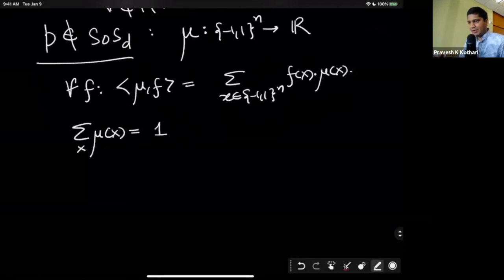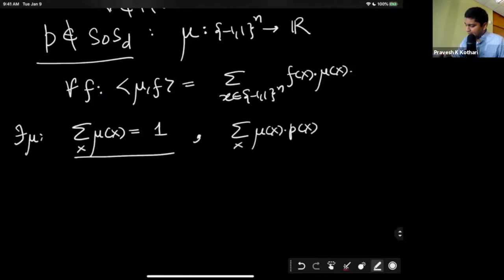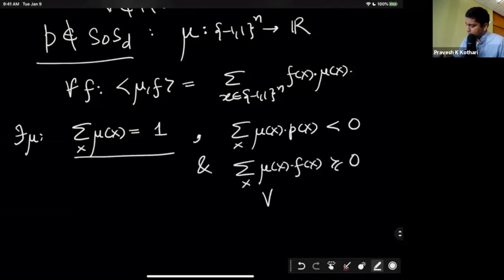So what do we have here? In this somewhat vague and informal discussion, we've concluded that if P does not have an SOS certificate of non-negativity, then there must be a mu, a function on the Boolean cube, such that its entries sum up to 1, the sum over x in the cube of mu(x) P(x) is less than 0, and the sum over x of mu(x) f(x) is bigger than or equal to 0 for all f in SOS_D.